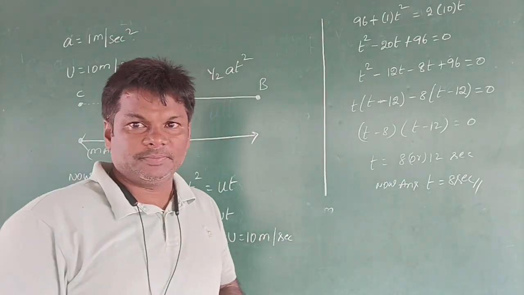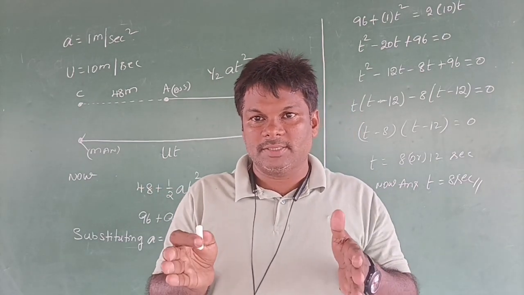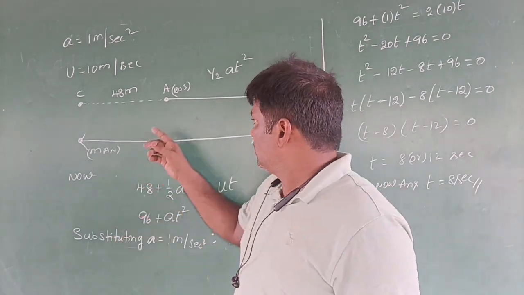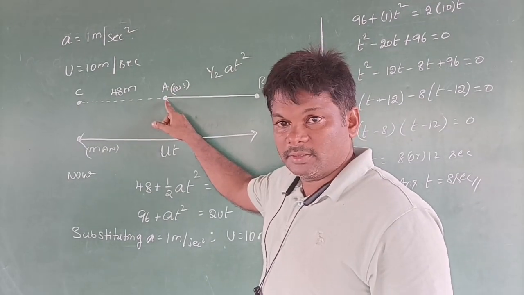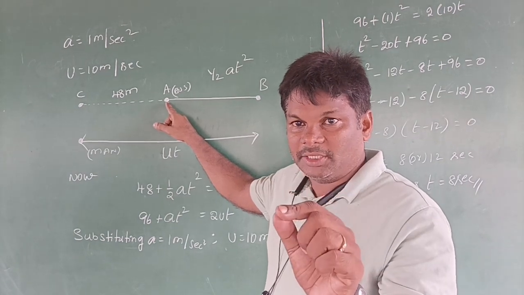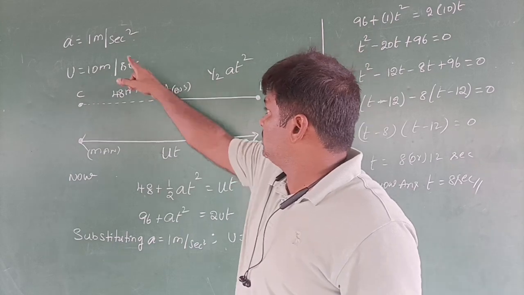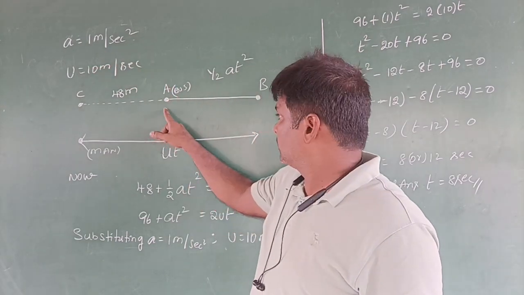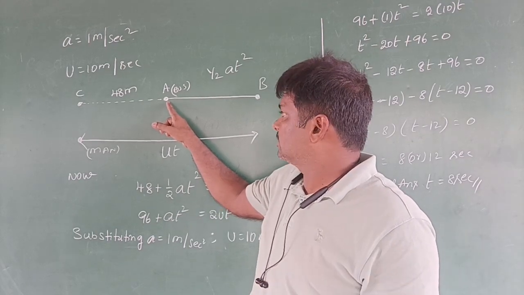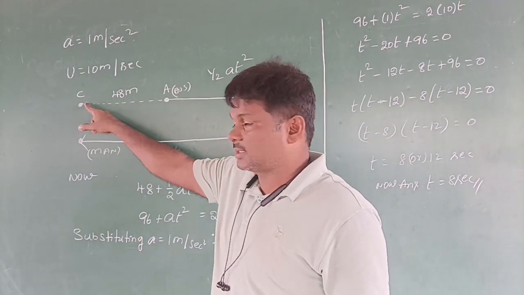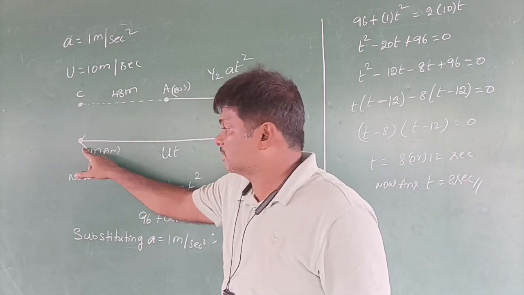So in our next sum, a bus and a man. First of all, the bus starts at location A here, and it starts its journey with 0 velocity and with acceleration a equal to 1 meter per second square. From here it starts. And a man who is 48 meters behind the bus, that means that person is here.